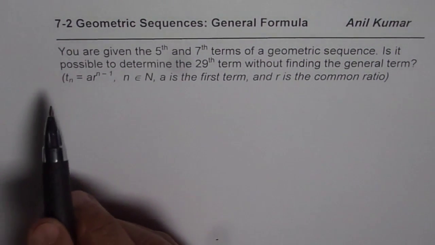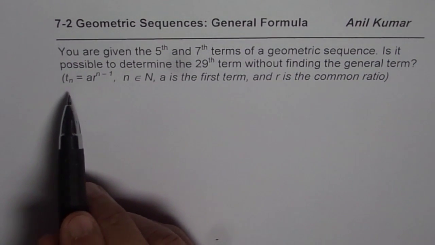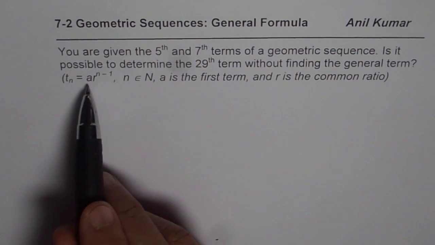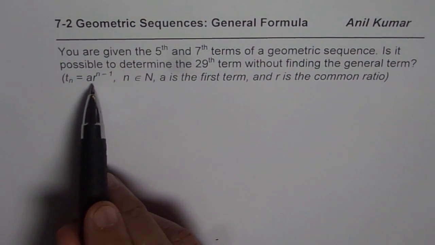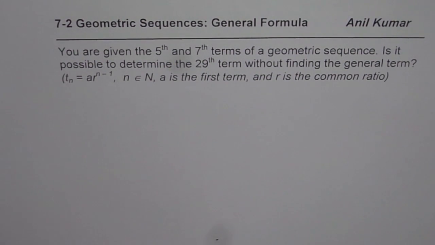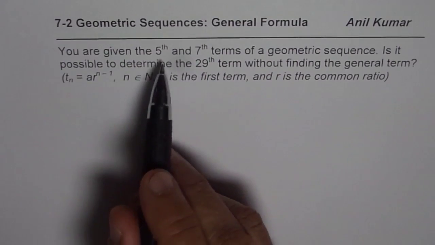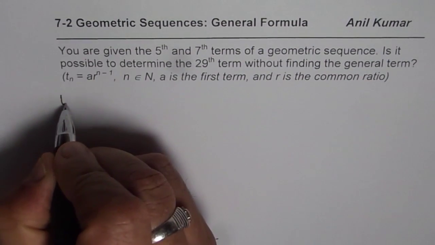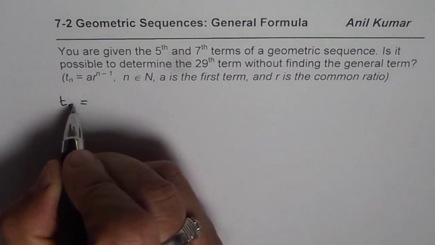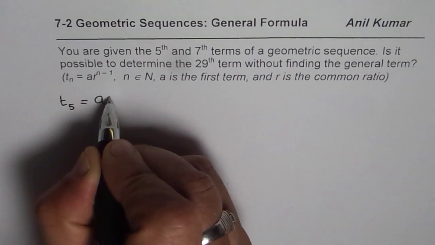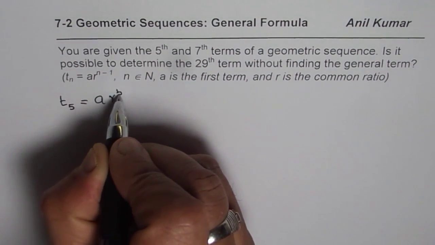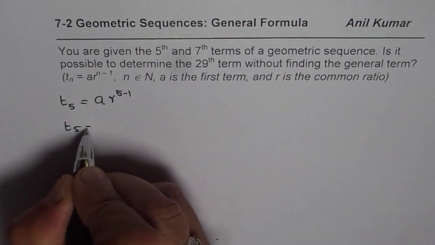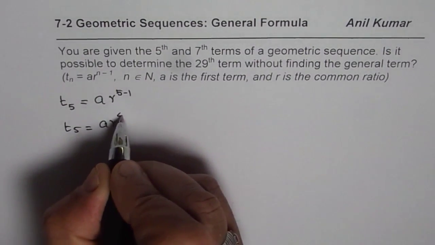So the general term for a geometric sequence is given as Tn equals a r to the power of n minus 1, where a is the first term, T1, and r is the common ratio, and n is a natural number. Now the question here is that you are given the fifth and seventh terms. T5 can be written as a r to the power of 5 minus 1, right? So T5 can actually be written as a r to the power of 4.